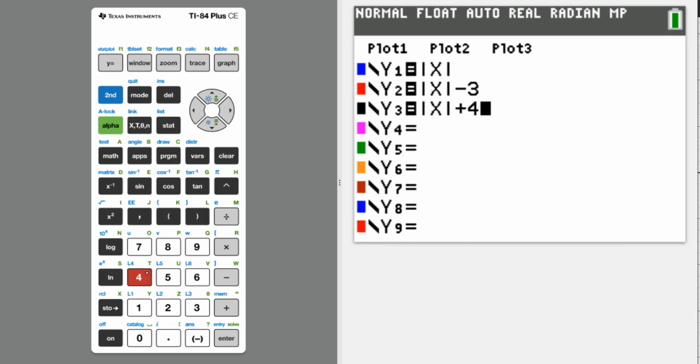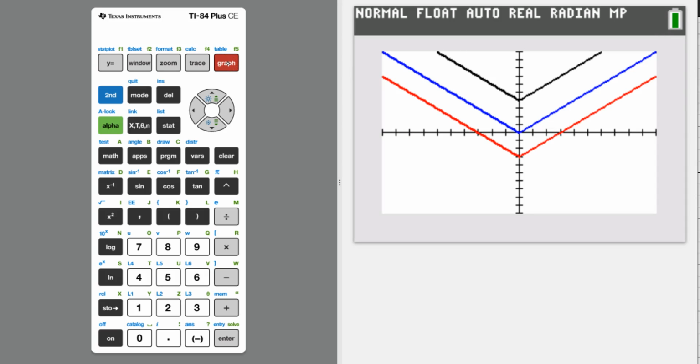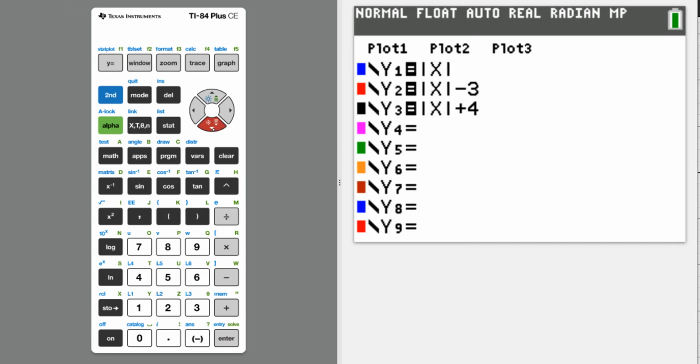What do you think the graph is going to look like? And now let's look. So that one is shifted up 4, a vertical shift of 4, up from the original. And again, I can press trace and go back and forth and see the equations at the top of the screen. Okay, and so on and so forth.